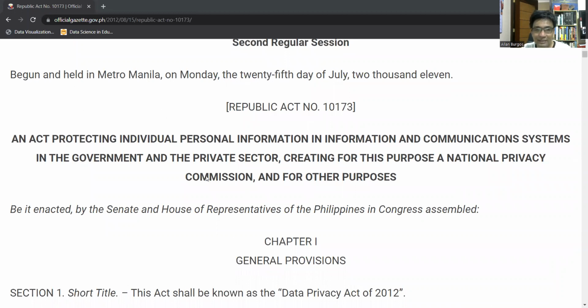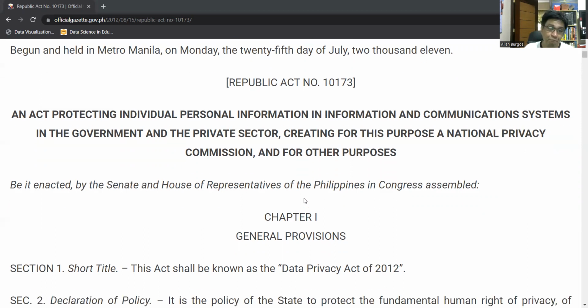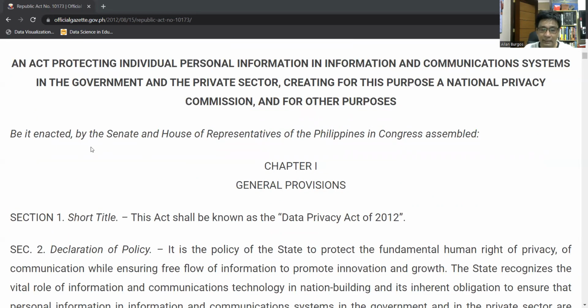Okay, this is its long name: An act protecting individual personal information in information and communication systems in the government and the private sector, creating for this purpose a National Privacy Commission and for other purposes. So this law also provides for the organization of an attached agency, the National Privacy Commission, which is attached to the DICT or Department of Information and Communications Technology.